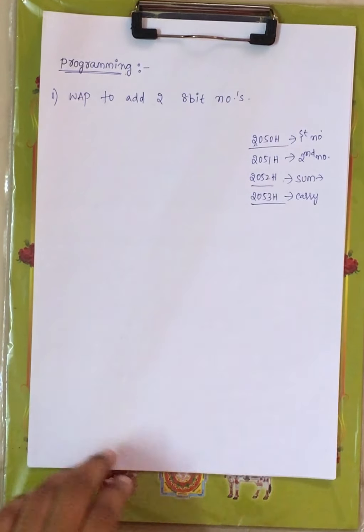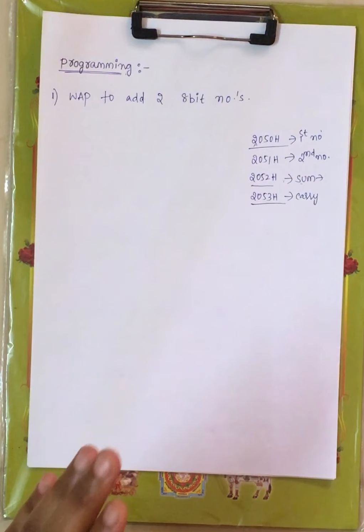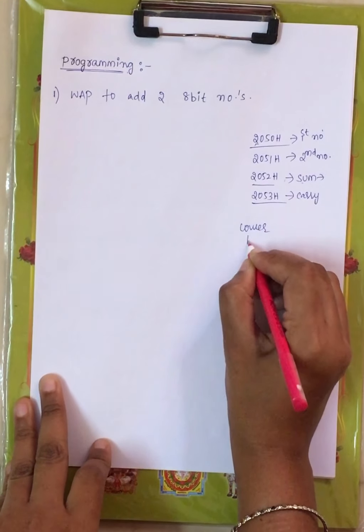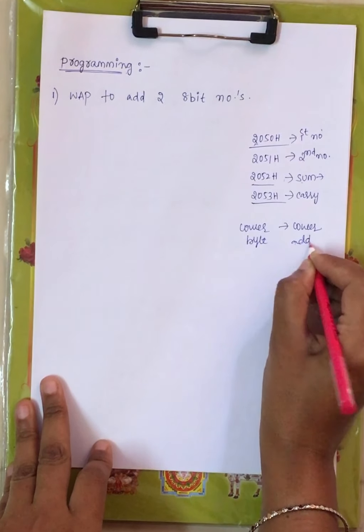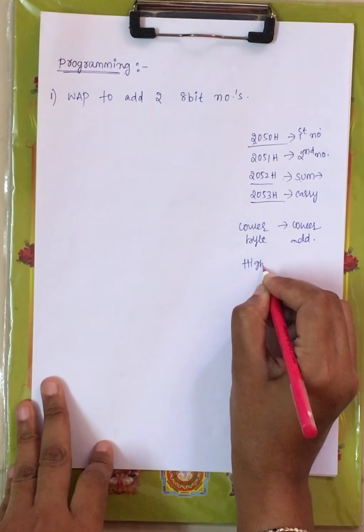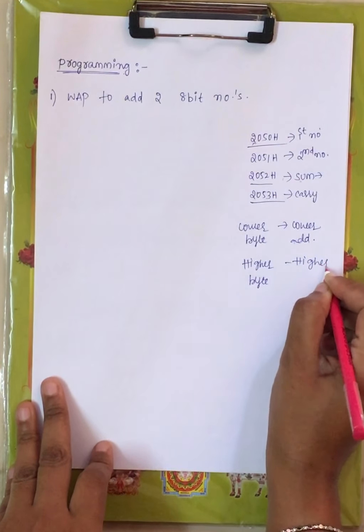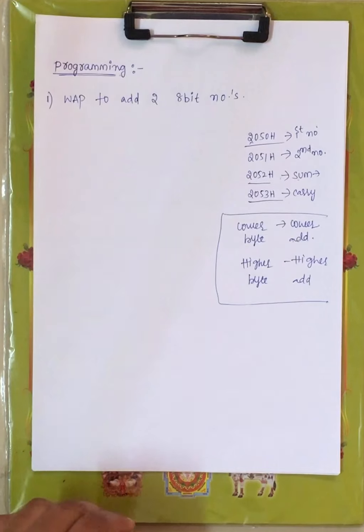Now you may get a doubt, why store the sum only under 2052H, why can't we store it under 2053H? For any microprocessor we follow a basic principle: lower byte is stored under the lower address, and similarly higher byte is stored under the higher address. We will follow this scenario for any microprocessor. Lower byte is stored under the lower address and higher byte is stored under the higher address.